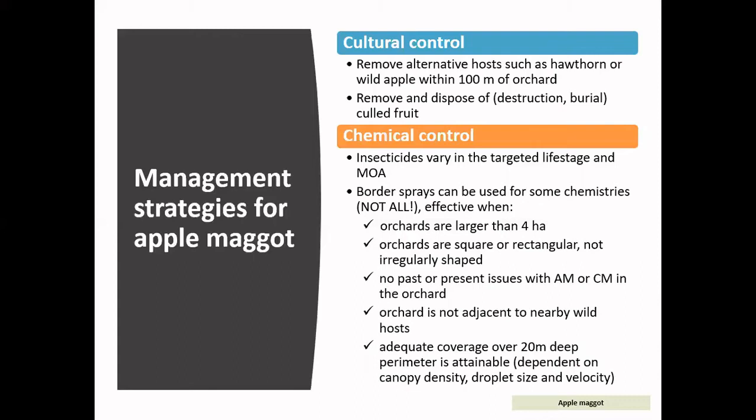Otherwise, apple maggot is mainly controlled through chemical use. Depending on the product selected, it's possible to use border sprays for these, so long as various conditions are met, as listed here on this slide, and that the population is not known to be resident within the orchard.